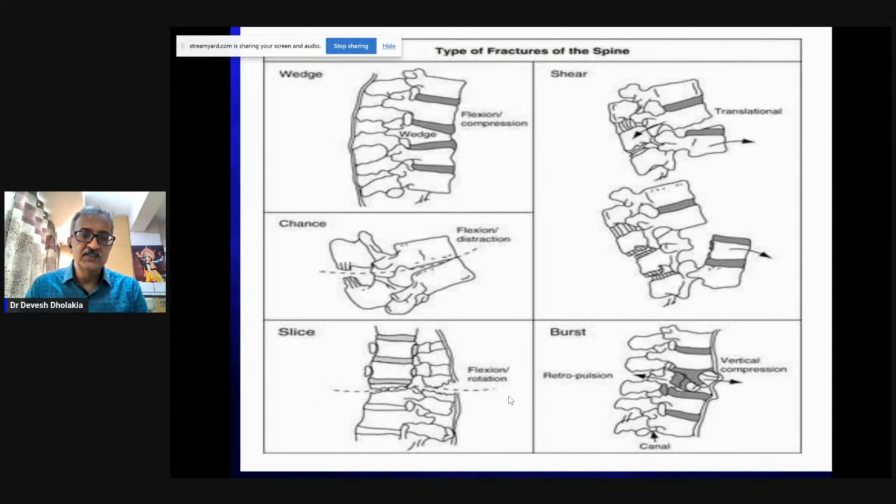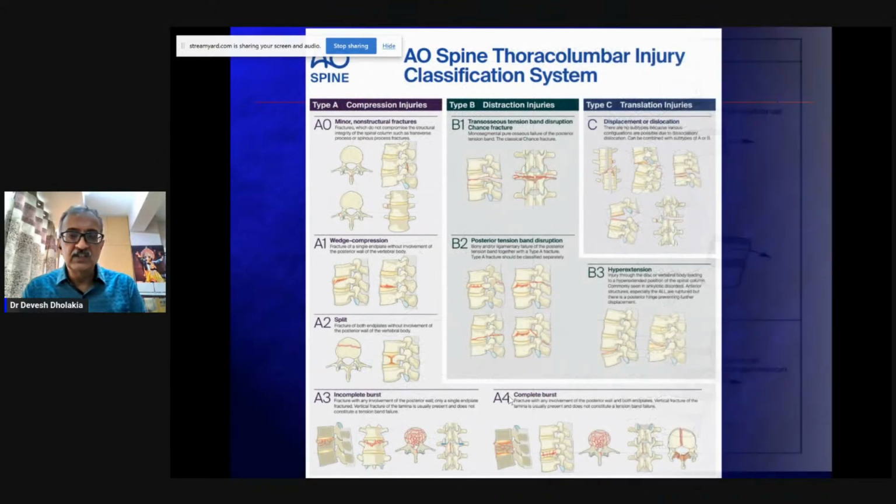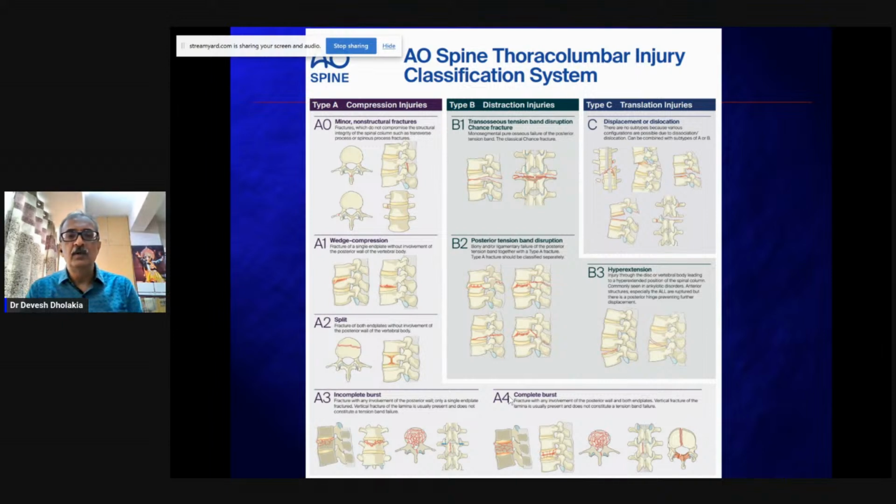I'll just show you why these types of injury are important. Whenever you have an injury, you have to classify it, and the classification helps us find out what type of treatment is to be given to this patient. So we had the AO classification, divided into type A, type B, type C. Type A were all compression injuries, and there were subtypes from A0 to A4. Type B was distraction type of injuries. There were B1 to B3, and type C are translational injuries.